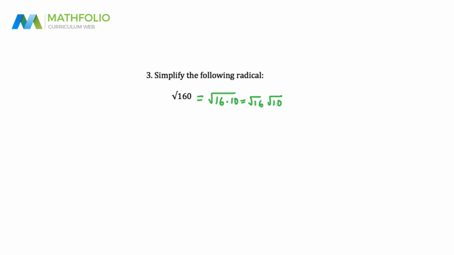10 cannot be broken down anymore because even if you tried to separate into 2 times 5, we can't square root either of those prime numbers, so we would just put it back together as radical 10. However, square root of 16 is 4, so that gives us 4 radical 10. And that's our final answer for the simplified radical of square root of 160 becomes 4 radical 10.